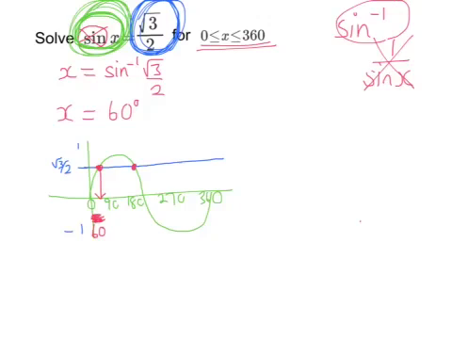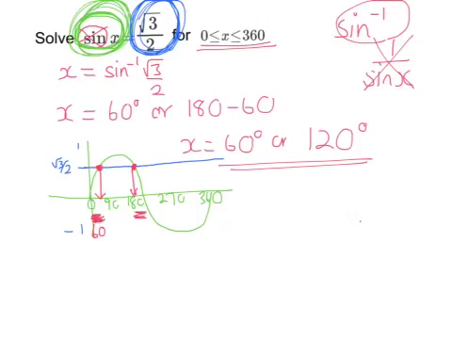Now all you're going to do now is use the symmetry of your graph. I can instantly see, if I drop this little perpendicular, that this value must be 180 minus 60. So using the symmetry of my graph, 180 minus 60 means that my answers are x equals 60 or x equals 120. Done. And if I'm not sure, what I can do is substitute 60 into there. So do sine 60 and check that I get root 3 over 2. And I can do sine 120 and check I get root 3 over 2.